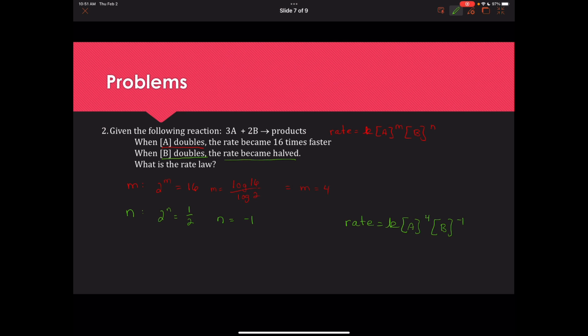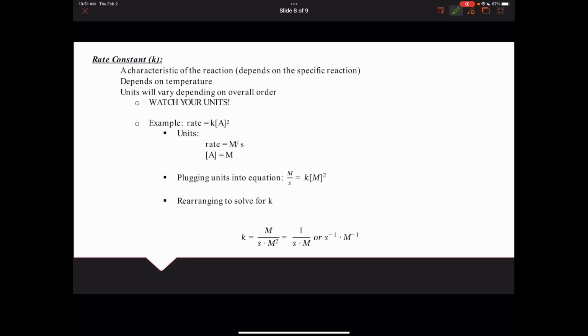Now this whole doubling and how fast the rate gets, this is all determined from experiment. So M and N are the orders in our rate law. Now we've got another component of that rate law, which is K. K is our rate constant. K is described as being a characteristic of the reaction, which means it depends on the specific reaction itself. So it's different for every reaction, and it depends on temperature. Our units are going to vary depending on our overall order.